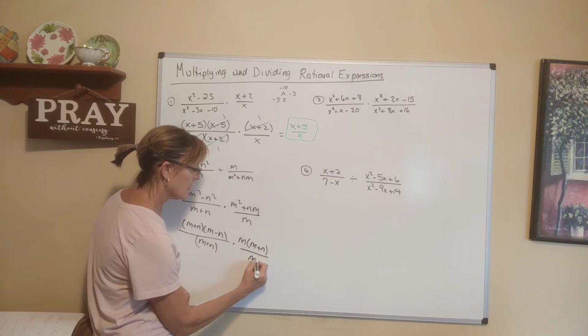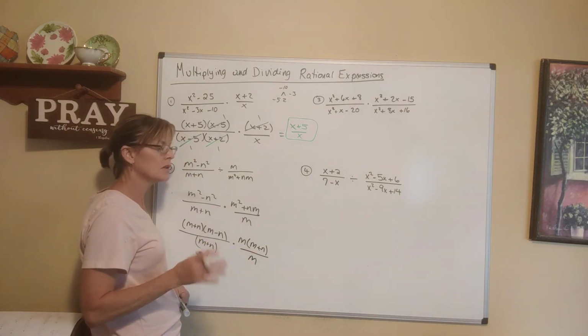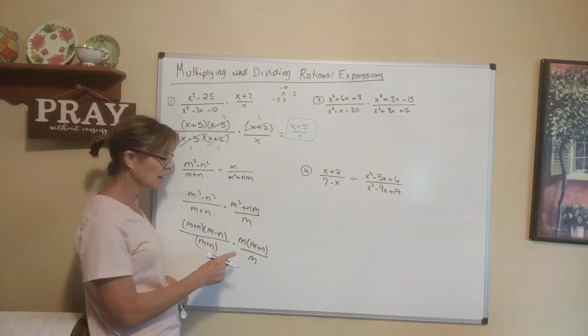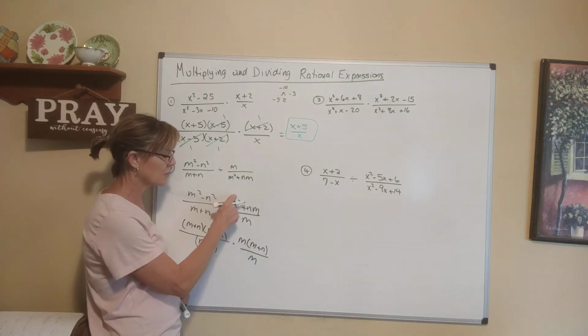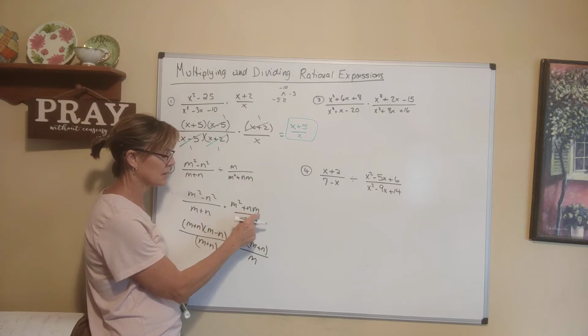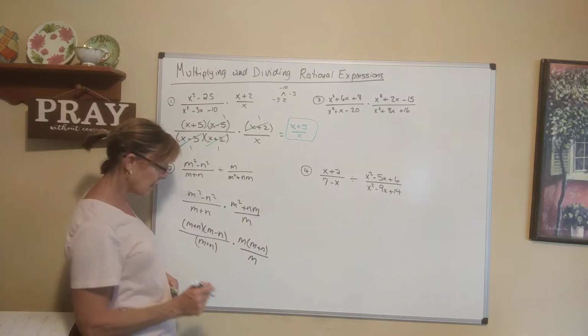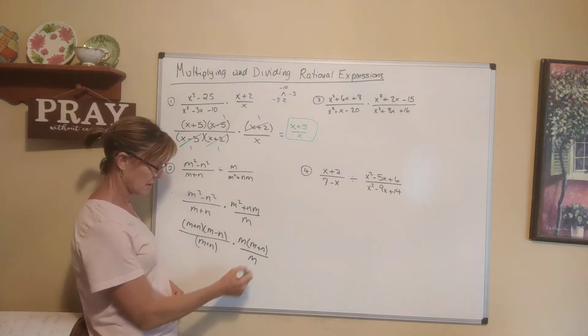all over m. Now, if ever you're like, oh, did I do that right? You don't have to wonder, you just check it. You multiply it back together. M times m is m squared, m times n is mn. So that's fine. Now, everybody's being multiplied, we can cancel whatever we see in common.